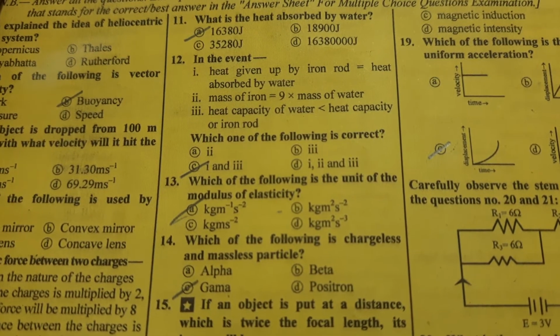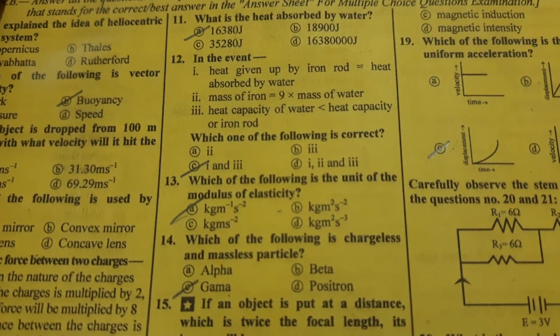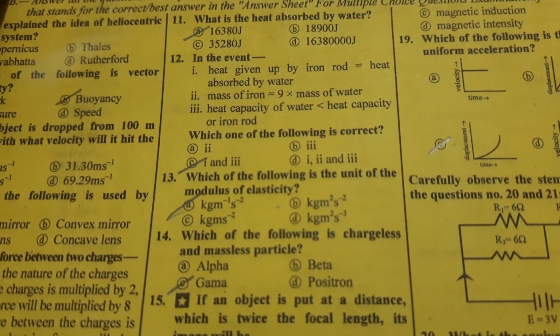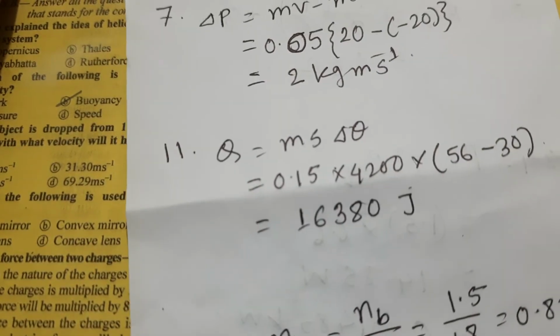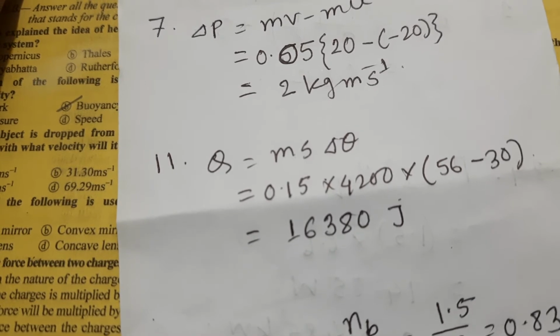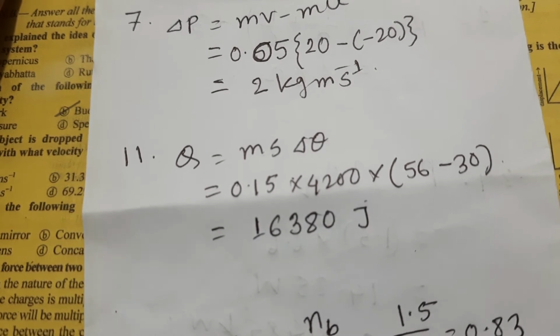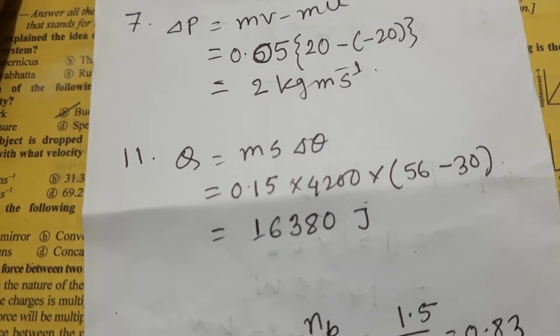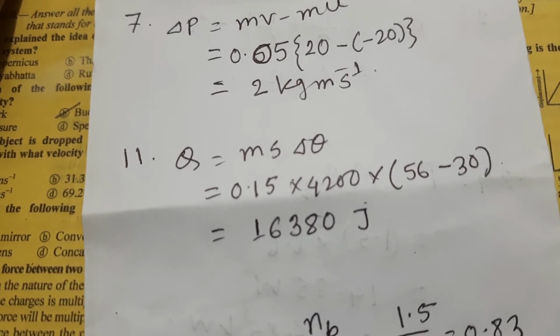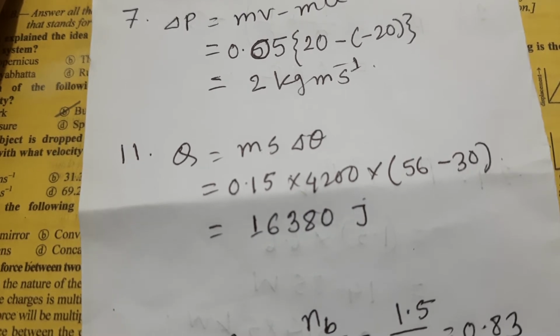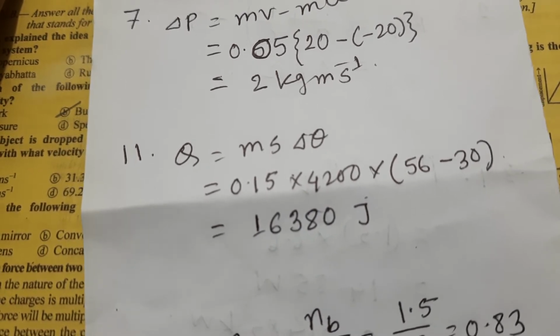Here the question is, what is the heat absorbed by water? The answer is option A, 16,380 joule. The calculation: we know that the heat absorbed Q equals m s del theta. Here mass is 0.15, specific heat of water is 4200, into 56 minus 30. The answer is 16,380 joule.